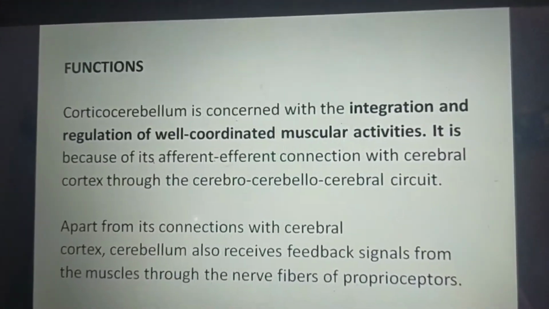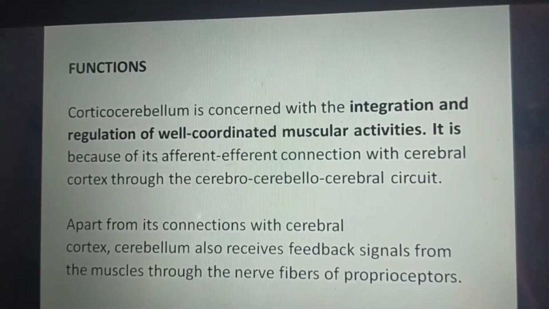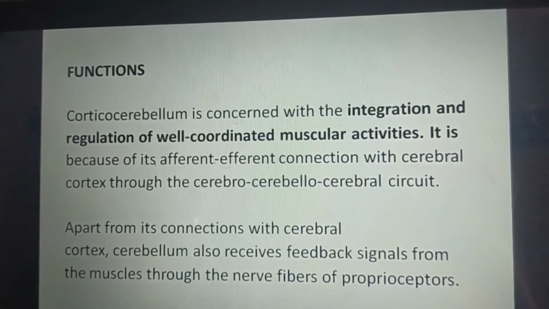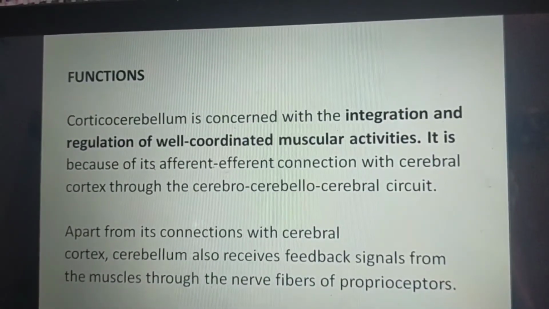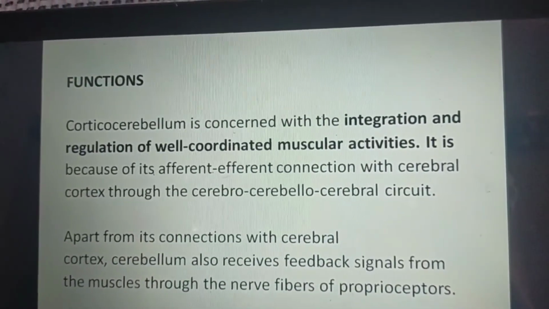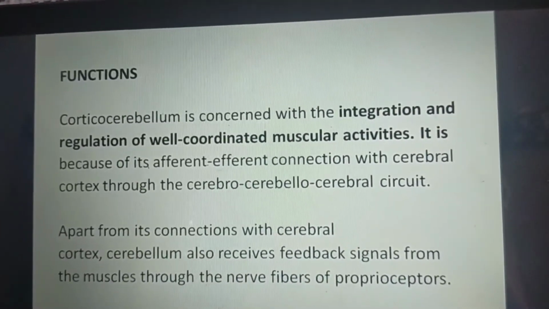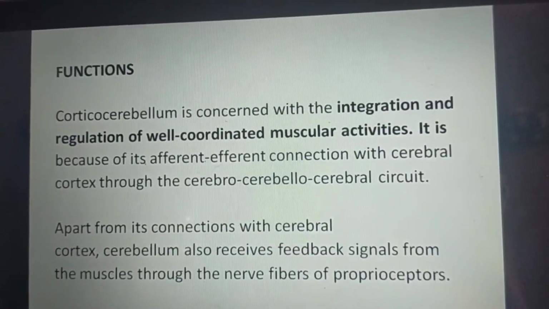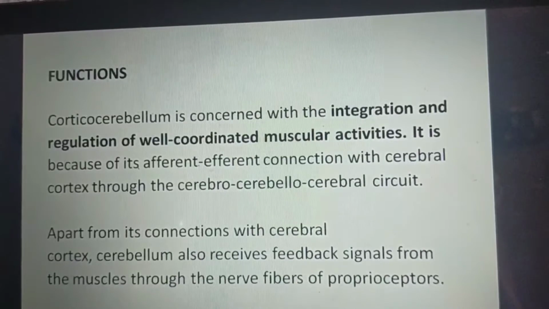Directly moving forward to the functions, corticocerebellum is concerned with the integration and regulation of well coordinated muscle activities. It is because of its afferent and efferent connection with cerebral cortex through the cerebello-cerebral circuit. Apart from its connection with cerebral cortex, cerebellum also receives feedback signals from the muscle through the nerve fibers of proprioceptors.